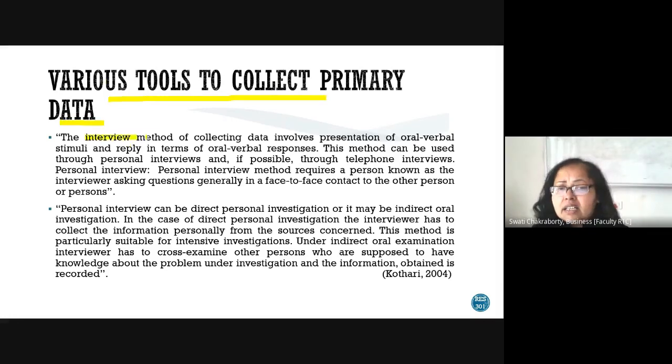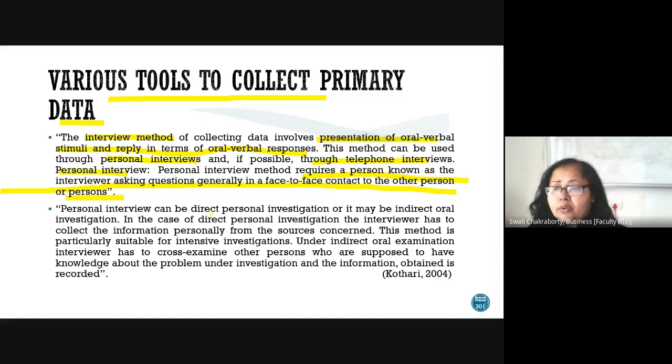First is the interview method. What is it? It involves presentation of oral verbal stimuli and reply in terms of oral verbal responses. And this can be used either through personal interviews and sometimes through telephonic interviews. So we'll go into personal interview. Personal interview requires a person known as the interviewer, that is yourself, asking questions, generally face-to-face contact with the other person or persons, right?